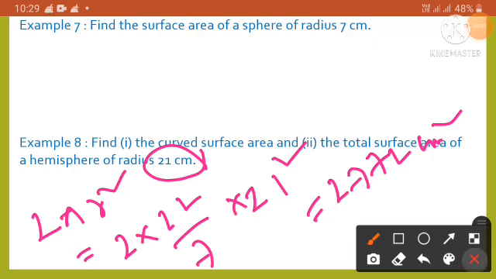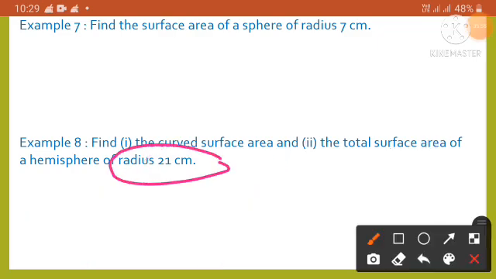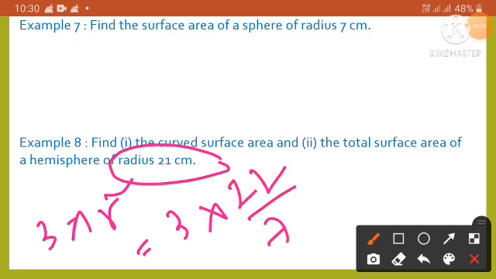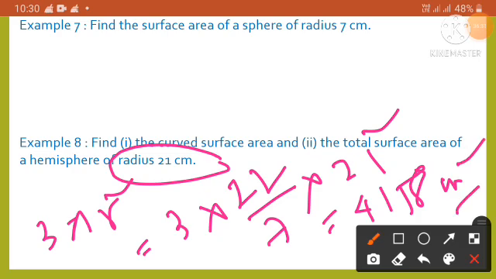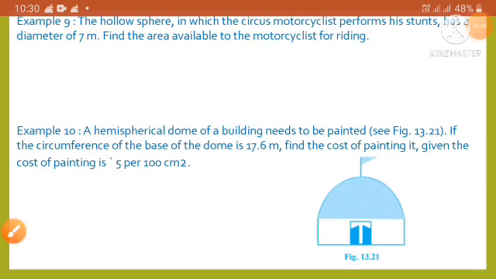As here the radius is 21 centimeter, that means it has the base surface also. So we know if for a hemisphere the base surface is present, then the total surface area will be 3 pi r square. So if we put the value here, then we will get 3 into 22 by 7 into 21 square. So it gives us 4158 centimeter square. Okay. Next question.